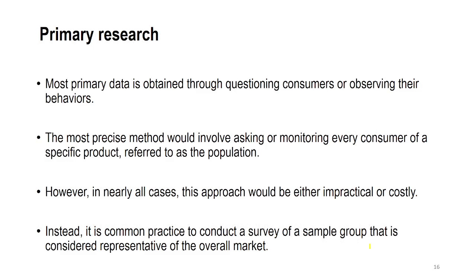Continue with primary research. In primary research, data is obtained through questioning consumers or observing their behaviors. So we can collect data by questioning consumers or observing their behaviors. The most precise method would involve asking or monitoring every consumer of specific products, referred to as the population. However, in nearly all cases, this approach would be either impractical or costly.